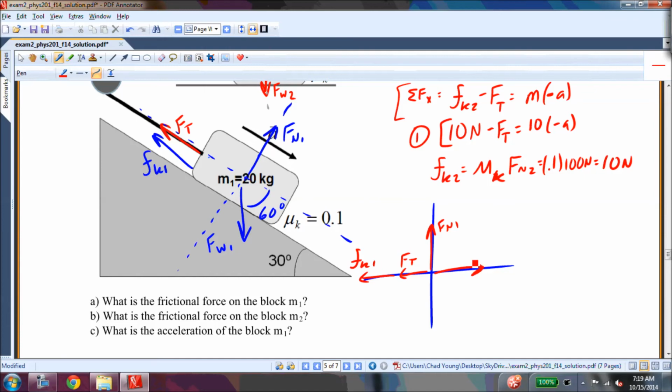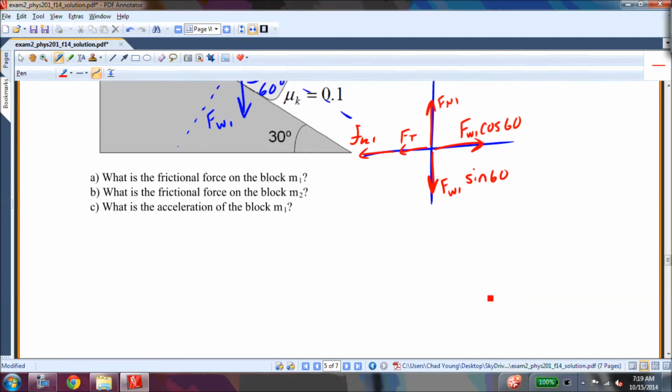And then I have to break my weight into its x and y components. Fw1 cosine of 60, Fw1 sine of 60. And then I can write my systems of equations here. So I say the sum of the forces in the y, just like I did before, that's going to equal 0. That's Fn1 minus Fw1 sine of 60 is equal to 0, so Fn1 is equal to Fw1.